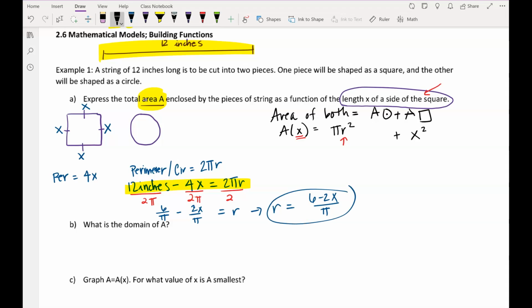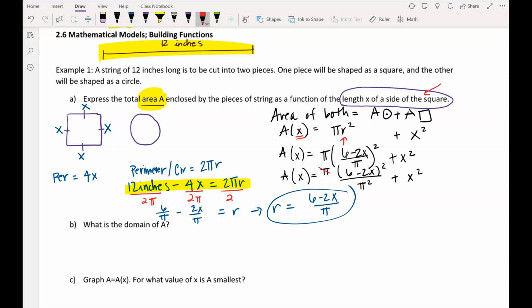So back to your area formula. We are going to put in 6 minus 2x over pi, and it's r squared, so it's now squared, plus x squared. Now I'm going to try to reduce this a little bit, because you have pi on top and bottom. So this is a pi here, and this is 6 minus 2x quantity squared. I'm also going to write pi squared. Remember, when you have a quantity squared, you can break it up into 2 squares, top and bottom. So this will allow me to cancel 1 pi on the top and 1 pi on the bottom. So that is your final area of both shapes in terms of x.